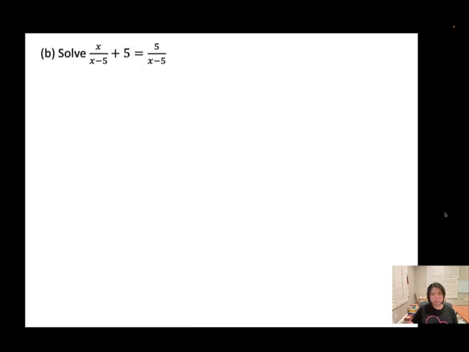Okay, one more example. So first, think about it: we do have a variable in the denominator. Both of them are going to be x minus 5. So we're going to write it down: x minus 5 cannot be equal to 0. So that means x cannot be equal to 5. What is the LCD? That will be x minus 5 here.